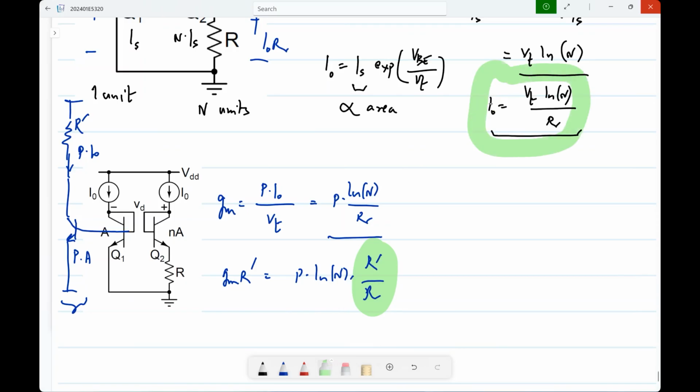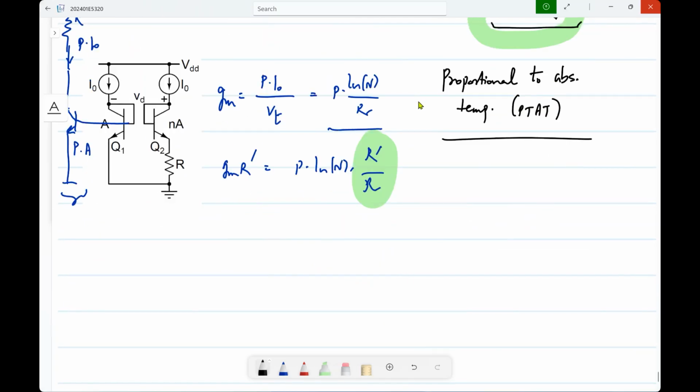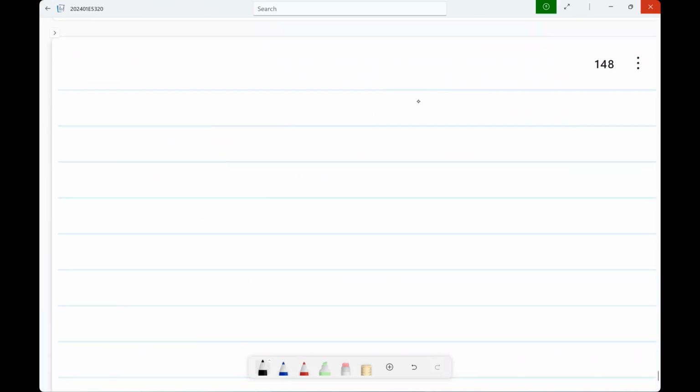Okay. So current that is proportional to absolute temperature is abbreviated as PTAT. So it's called a PTAT current generator. So we'll see how to make that. So again, I won't start from scratch. We've already solved this problem. We'll try to use the results, and hopefully the motivation is clear.